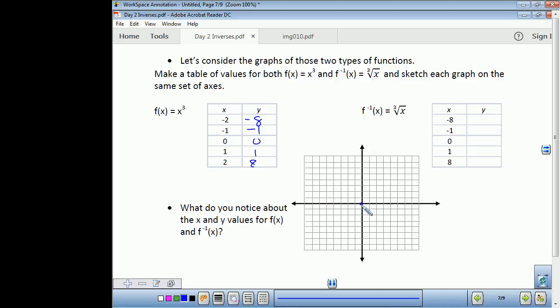So let's go ahead and graph this parent graph on the graph we have right here. And to the best of your ability, draw in the cubic function. Okay.